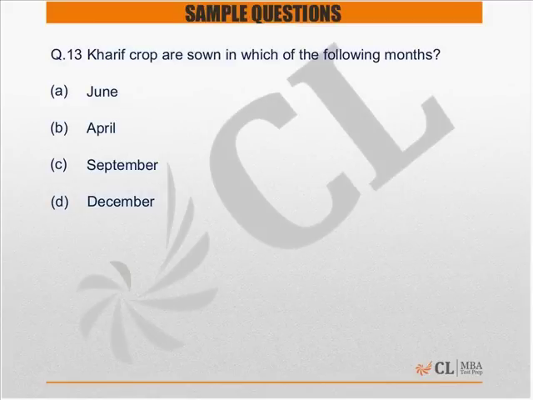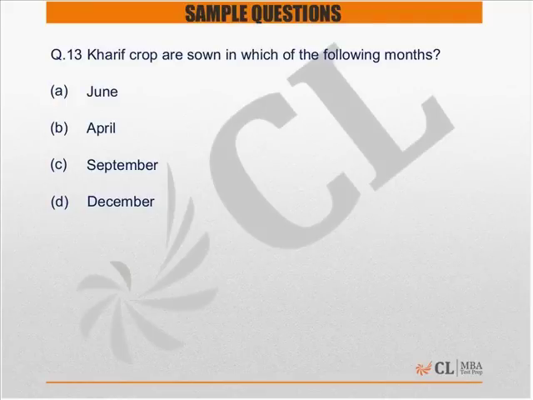Agriculture is also a part of syllabus mentioned in IRMA second stage test, Indian agricultural system. Now here comes a question from that field. Kharif crops are sown in which of the following months? June, April, September and December. Saurabh says no idea. Any idea to anyone?